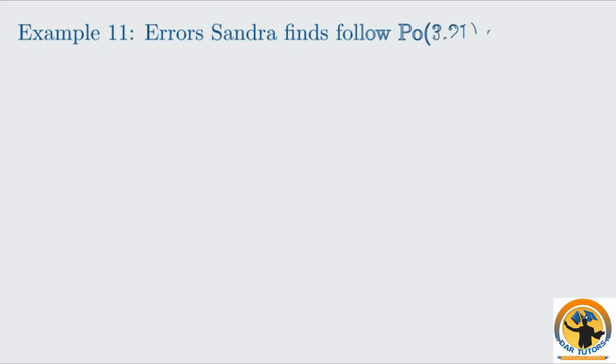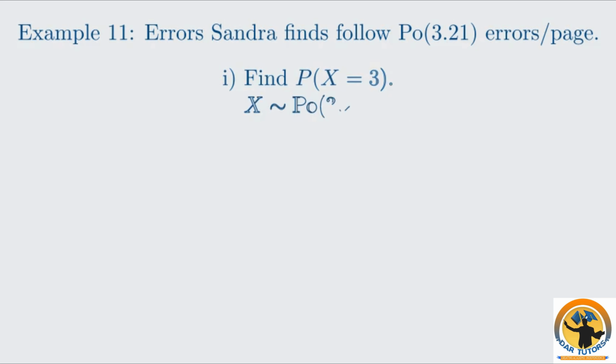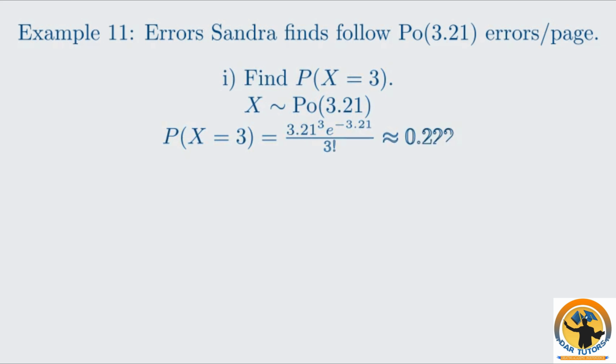Let's work through example F11. The number of errors Sandra finds proofreading follows a Poisson distribution with a rate of 3.21 errors per page. Part A(i) asks for the probability of finding exactly 3 errors on one page. P(X = 3). Here x equals 3 and lambda is 3.21. We substitute these into the formula and calculate it to be approximately 0.2222. Using a calculator's Poisson PDF function will give this directly.